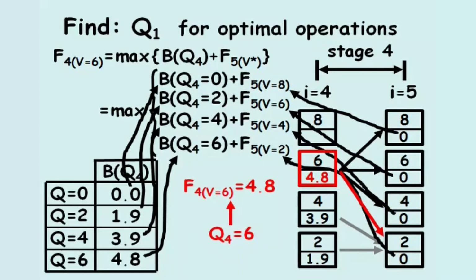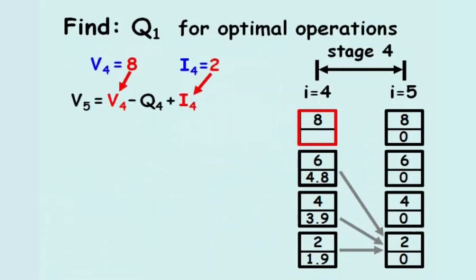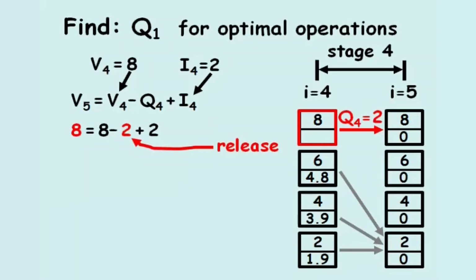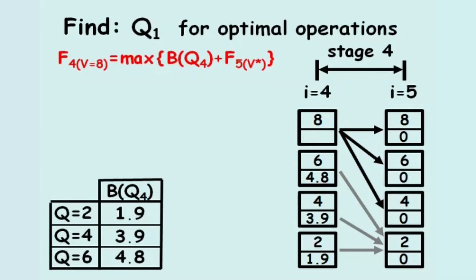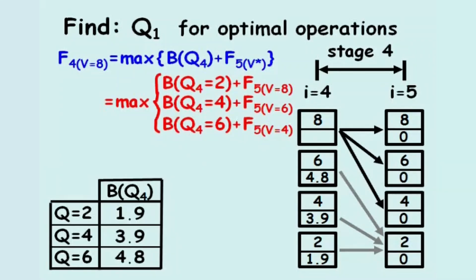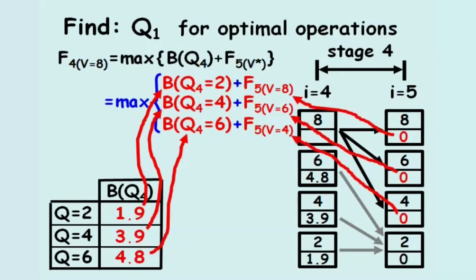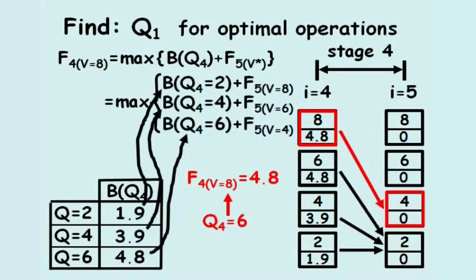Lastly, when the reservoir starts with 8 units of water, at least 2 units of water need to be released in order to not violate the state variable constraints. Releases can also be made for 4 units of water and 6 units of water. When evaluating the objective function value, we'll expand the equation out, substitute in the appropriate terms, and determine the optimal value equals 4.8 when the volume at the beginning of stage 4 equals 8, which corresponds to releasing 6 units of water.